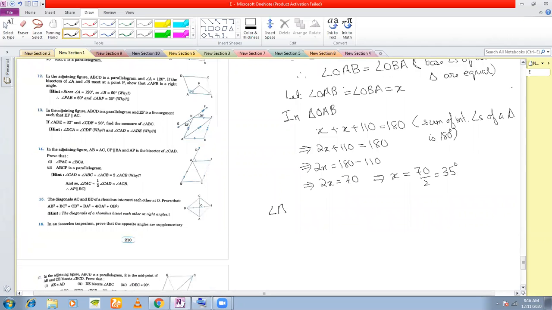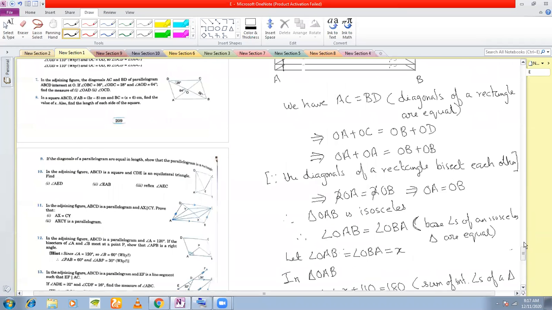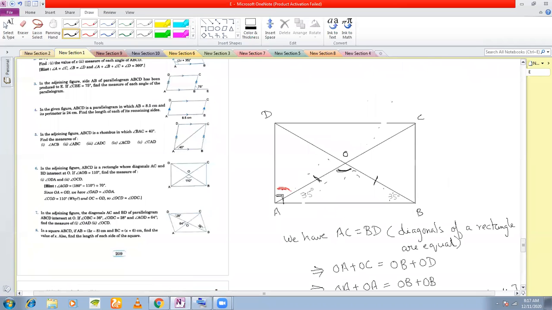Angle A is equal to 90 degree because interior angles of a rectangle are right angles. Okay, that means what is this red angle that we need to find out? It's 90 minus 35.